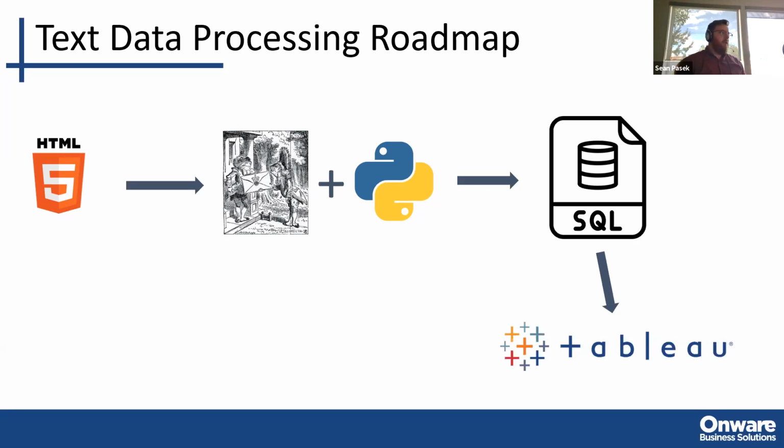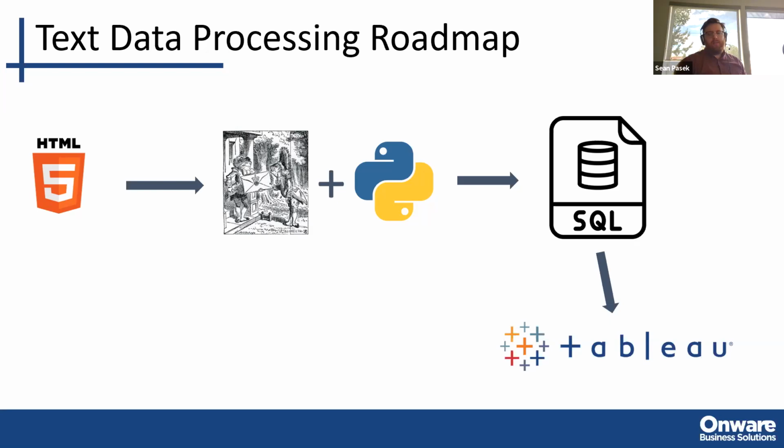So you see we're going from HTML. We're going to use a combination of Python and a library called Beautiful Soup in Python. They're indicated by that weird Victorian era frog drawing. And that's going to get us eventually into SQL. Once we're in SQL, of course, very friendly and easy to use with Tableau.